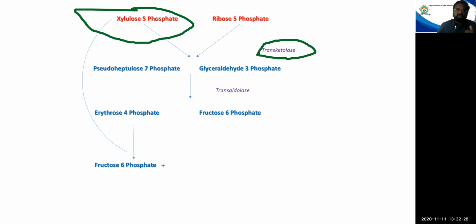Now, what happens? Another glucose molecule is used by the HMP pathway. Similar kinds of reactions occur, and this xylulose 5-phosphate, one other molecule, re-enters at this step. It combines with erythrose 4-phosphate and will continue the pathway.